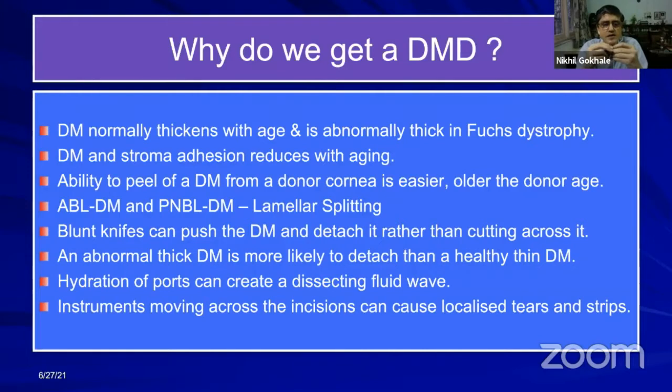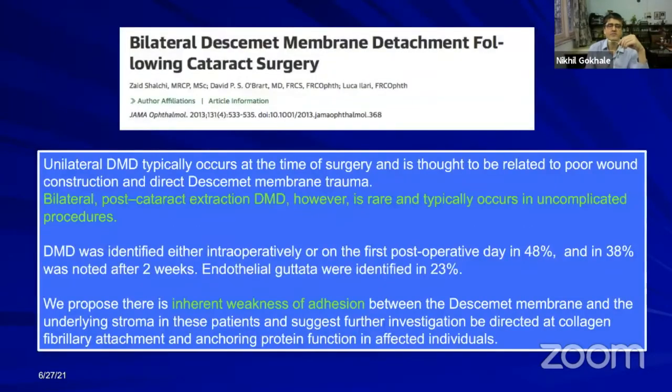It becomes still thicker in Fuchs dystrophy, and the adhesion between the stroma and the Descemet reduces with aging. Therefore, whenever we have a knife which is blunt, it is more likely to push the Descemet's back rather than perforate or penetrate it. Similarly, while putting hydration, we can have a fluid wave which can detach the entire Descemet's, and movement of instruments across can cause tears and problems.